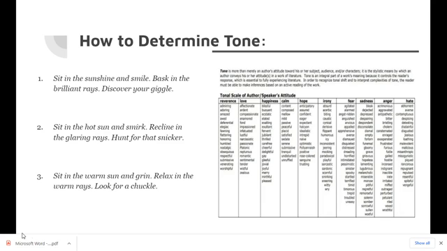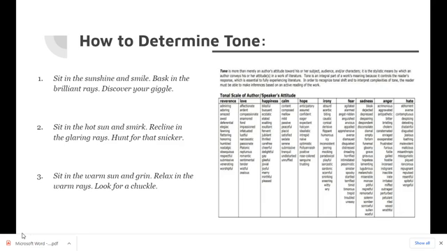And then let's look at the words warm sun and grin. Okay, the warm sun. All right, that's not as negative as hot sun. However, it's not as joyful or jubilant as sunshine. So, three different words, same meaning almost, but they create a different tone.